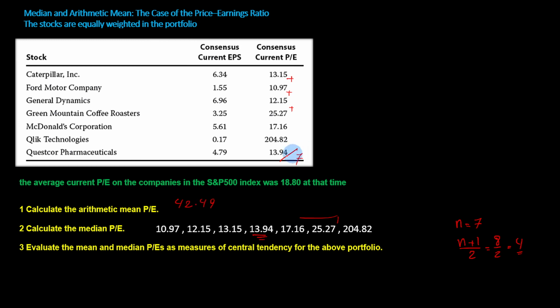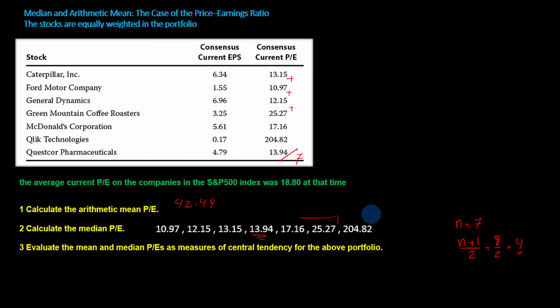And that's why when you compare it to the 18.80, the current PE of the S&P 500, this is much larger than this one, right? So if we're looking for the central tendency, maybe this is misleading, right? Now the median, on the other hand, looks much more reasonable than this one because it's not affected by the outlier, right? So the median PE of 13.94 appears to better represent the central tendency of the PEs.